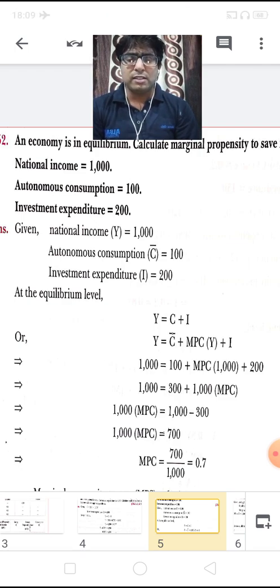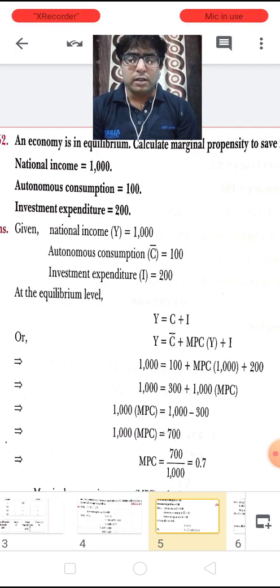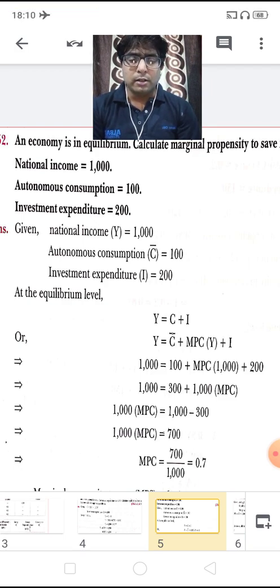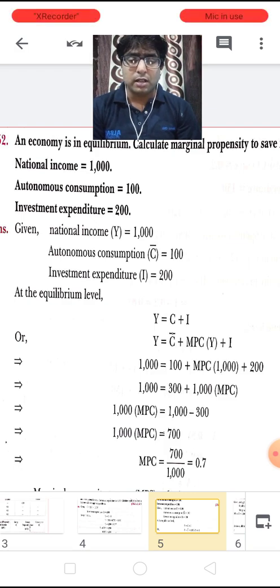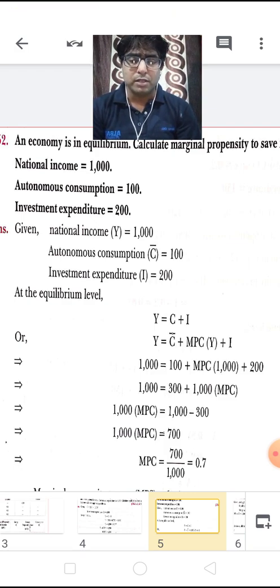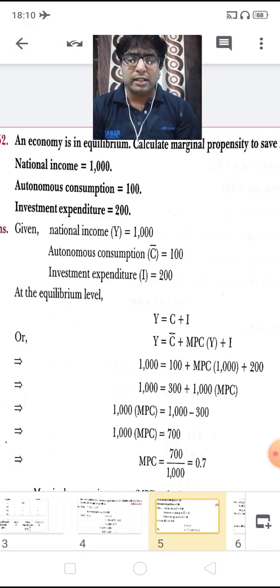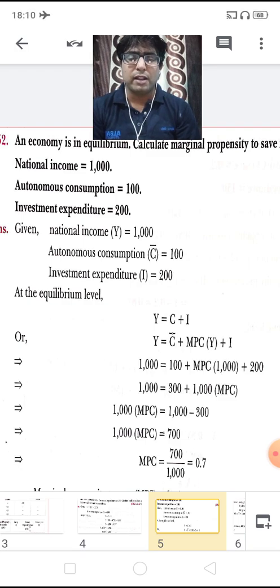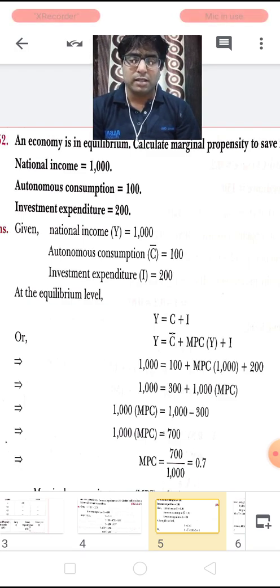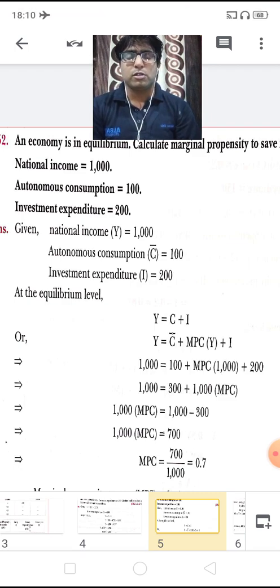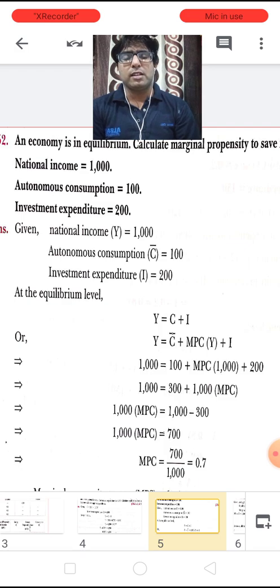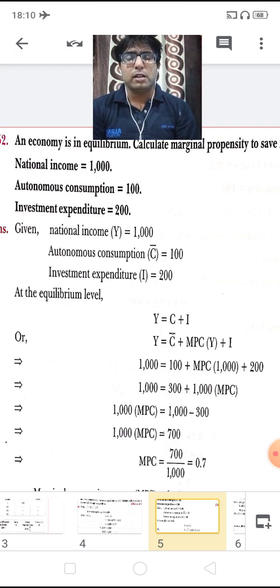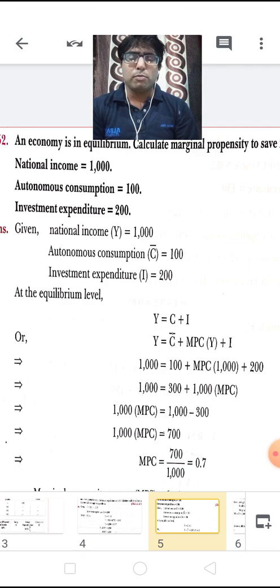Once we simplify this equation, we get 1000 equals 100 plus 200 plus 1000 MPC. So by sending the 1000 MPC to the left hand side we get 1000 minus 300. So 1000 multiplied by MPC is equal to 700, or we can send 1000 to the denominator and we get the value of MPC, that is 0.7.